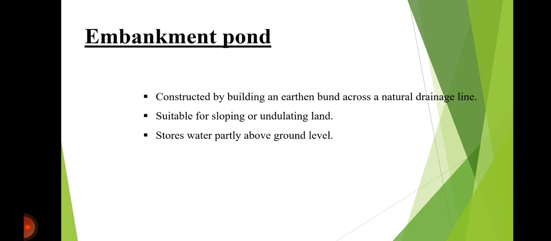Next is an embankment farm pond. It is constructed by building an earthen bund across a natural drainage line. It is suitable for sloping or undulating land and stores water partially above the ground level. An embankment pond is also formed by constructing an earthen dam or embankment across a natural drainage line or depression to impound runoff. Here are some of the characteristics of the embankment farm pond. Water is stored partly or completely above the ground level, suitable for rolling and hilly terrains, and it requires a natural catchment area for runoff collection.